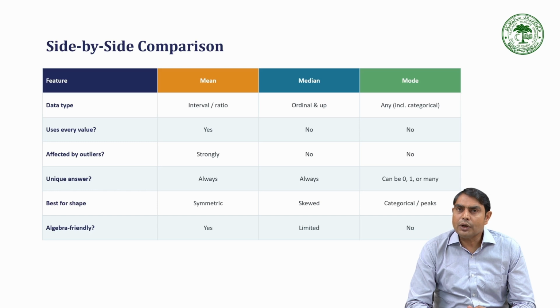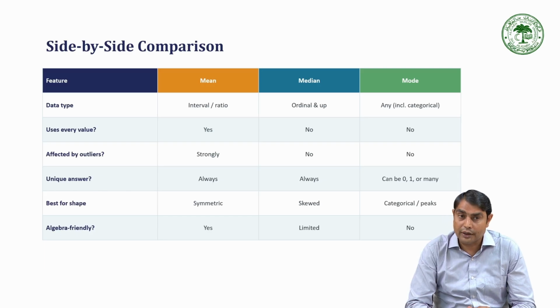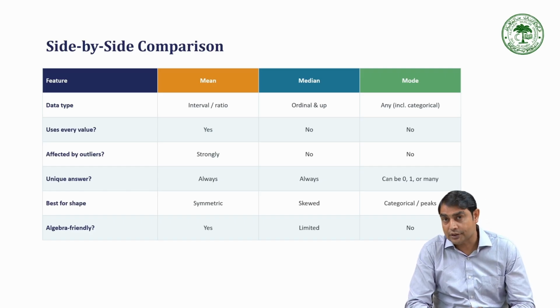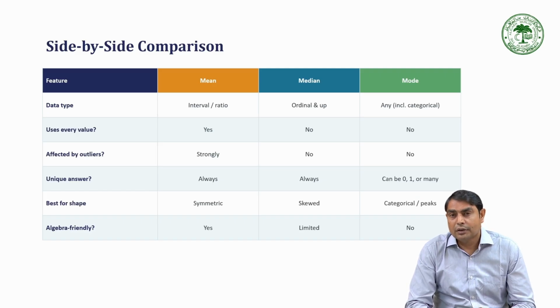Whether affected by outlier: mean, yes, strongly affected by outlier. Median, no. And mode, obviously, is also not affected by the outlier. Coming to the next item, unique answer. Whether mean gives you a unique answer? Yes, mean will always give you a unique answer. Median too will give you a unique answer. But for mode, it can be 0, 1 or many, right?